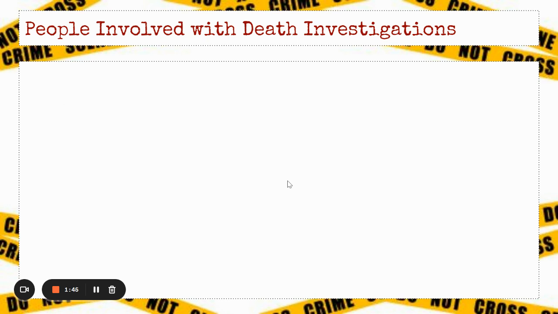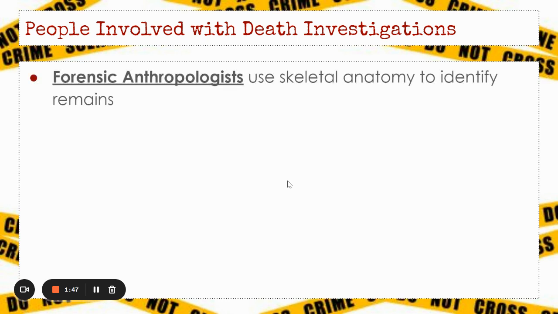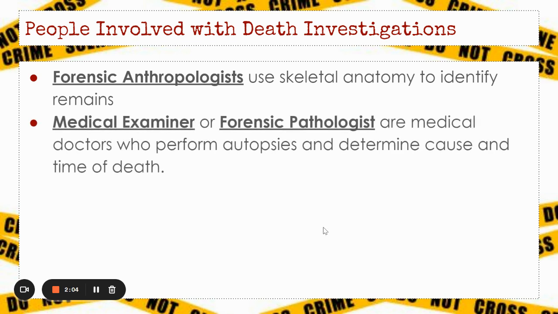All right, these are the different people involved with death investigations. First, our forensic anthropologists. If there are skeletal remains, forensic anthropologists are going to use that skeletal anatomy to identify the remains. They can identify race, approximate age, height, as well as sex. There's also a medical examiner or a forensic pathologist. Those terms are kind of used interchangeably. Those are people who are medical doctors, so they are MDs, who perform autopsies and determine the cause and time of death.